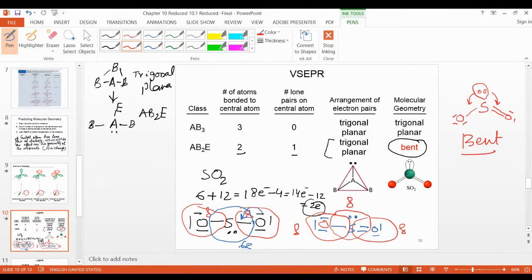So the question will be like this. That's why I told you, without writing the Lewis structure, you cannot decide whether the central atom has a lone pair of electrons or not, because the geometry of the molecule is based on the central atom. Clear?